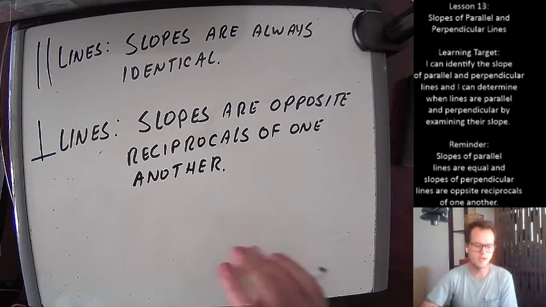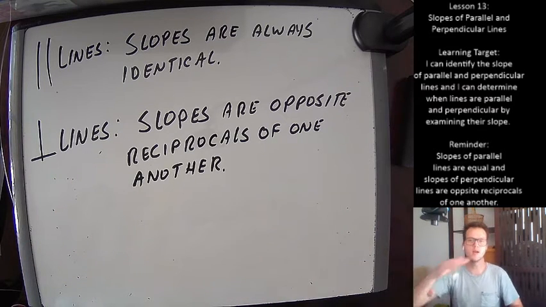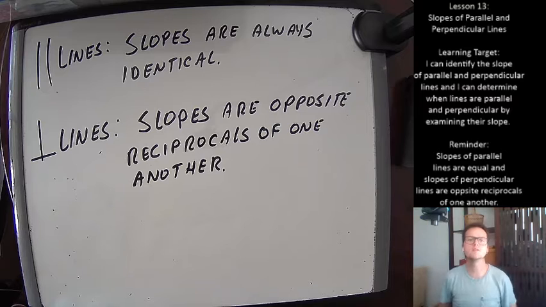Okay, perpendicular lines. Perpendicular lines, the slopes are opposite reciprocals of one another. So you have line A, line B. If line A has a slope of, say, 1/2, then line B would have a slope of -2.